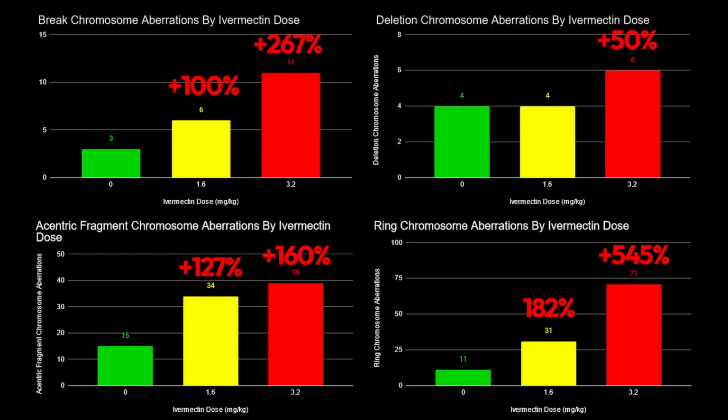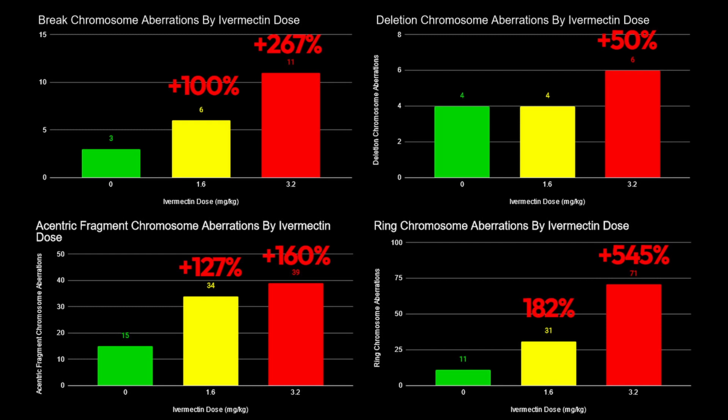And here are some charts that look at the different chromosome aberrations at varying dosages of ivermectin. So the green is the control, 0 ivermectin. The yellow is 1.6 micrograms per kilogram. And the red is 3.2 micrograms per kilogram. So let's start with the break chromosome aberrations. Plus 100% at 1.6 milligrams per kilogram ivermectin. And up 267% when 3.2 milligrams per kilogram ivermectin was dosed. For the chromosome aberration of type deletion, there was no change at 1.6 milligrams per kilogram. But for 3.2 milligrams per kilogram of ivermectin, it shoots up 50%.